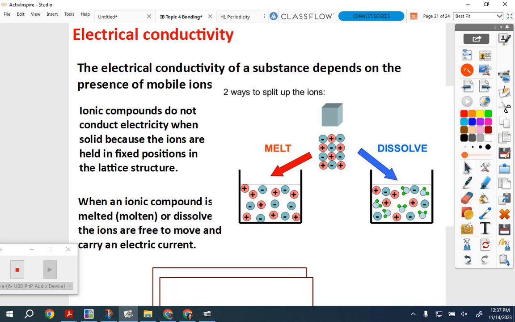However, if we melt them so that we've broken down that lattice structure, we still have the attractive forces between them holding them together in the liquid form, but now they're able to move. Well, now we can conduct electricity. And also, if we dissolve them, say in water, we will also get electrical conductivity because now those ions that are surrounded by water molecules can move around within the solution.